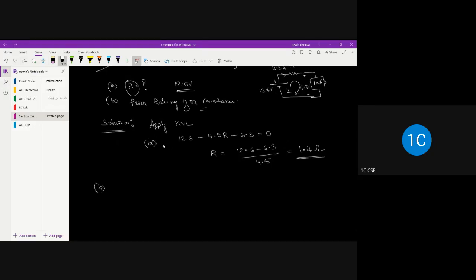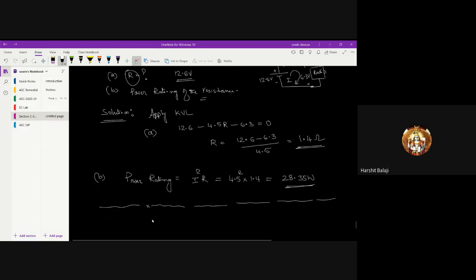Second part is what should be the power rating of the resistance. So power is I square into R, because you know the current and you have already found the value of resistance as well. The current is 4.5, so square it into 1.4. How much you'll get? Roughly 28.35 watts. So this should be the power rating of the resistance. It's a simple problem.